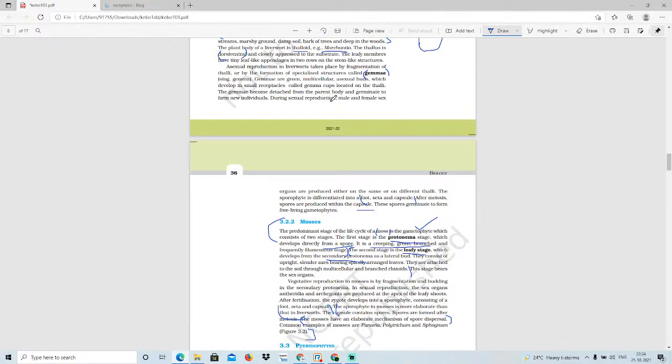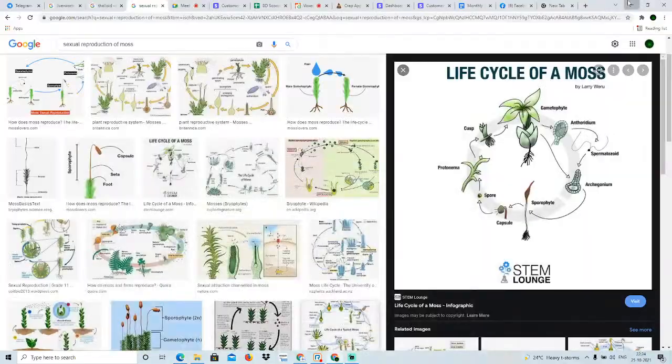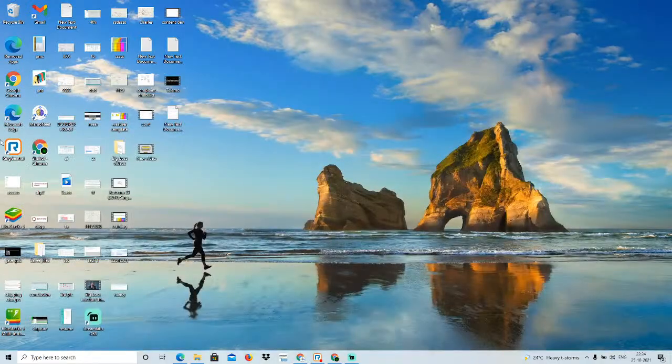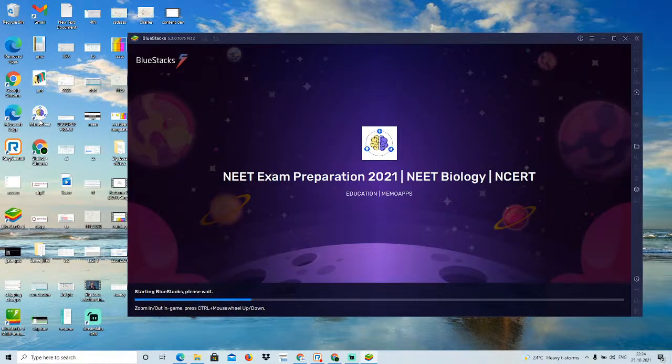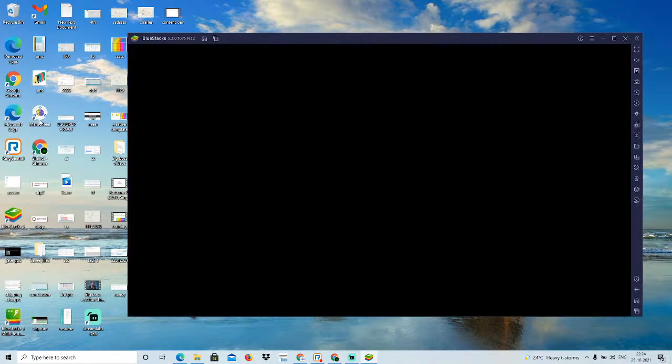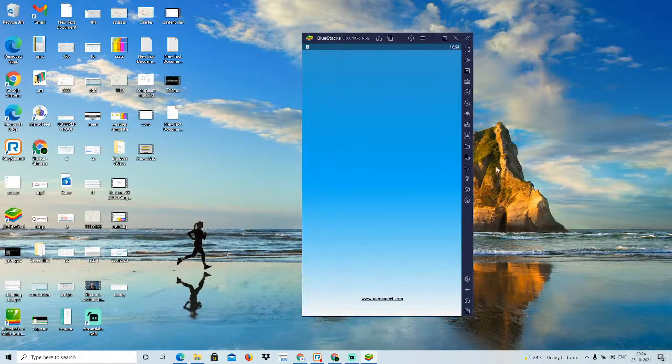So let's go and practice some questions on bryophytes from the MemoNeet app. I'm going to open MemoNeet. Let's see how many questions I get right. I don't think I'll get everything right, but we will try our best. We have studied NCERT line by line, so I guess we should be able to answer most questions.